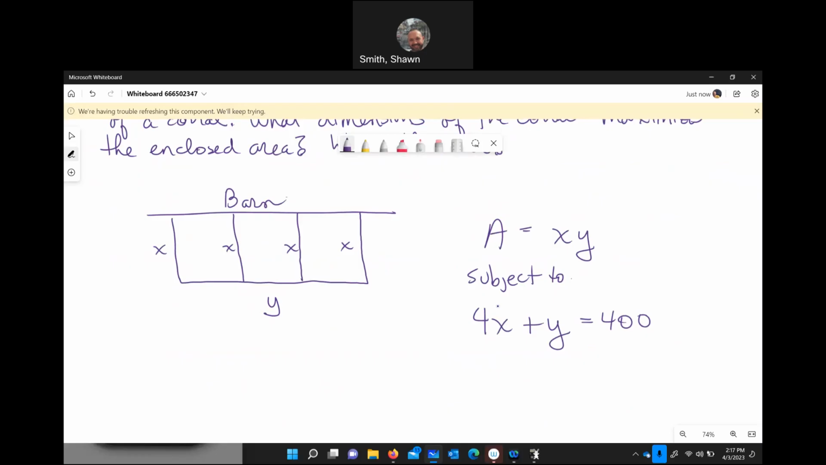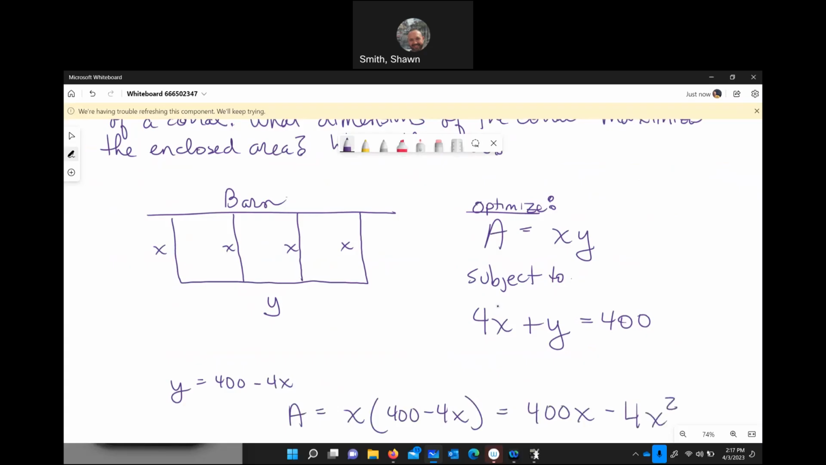All right, so after we come up with the area formula, what do we do? Just like we did in the last one, get our optimization equation. So we're optimizing this in terms of one variable. Let's put it in terms of X again. Therefore Y is equal to 400 minus 4X. So the area is equal to X times Y, X times (400 minus 4X), which is equal to 400X minus 4X squared.